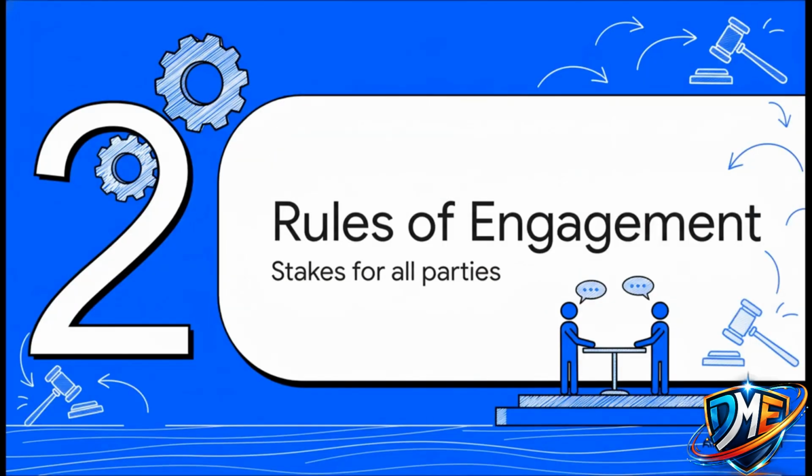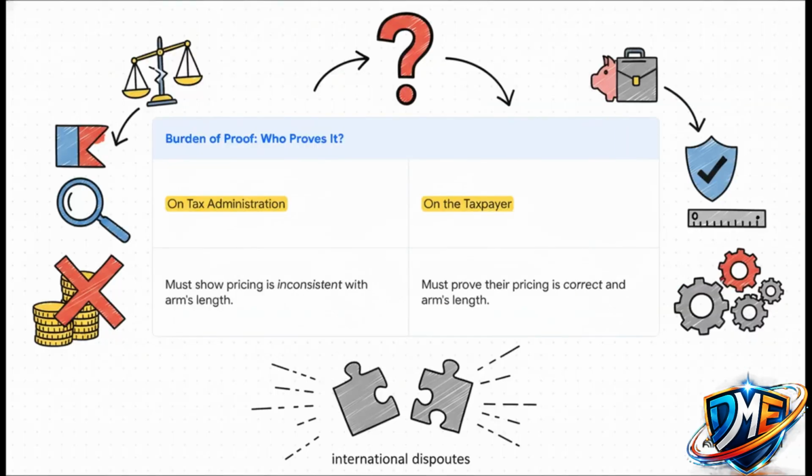All right, so how do we actually handle these disputes? Before we jump into the specific solutions, we need to understand the basic ground rules of the game. This is all about setting the stage and figuring out the stakes for everyone involved. One of the first, most critical questions in any dispute is who has to prove their case? And here's where it gets tricky. It actually depends on the country. In some places, the tax authority has to be the one to show, at least initially, that a company's pricing isn't at arm's length. That it's not what two unrelated companies would have agreed to. But in other countries, the shoe is on the other foot. The taxpayer has to prove their pricing is correct right from the get-go. This one difference can make things incredibly complicated.